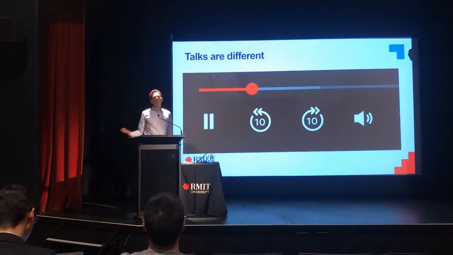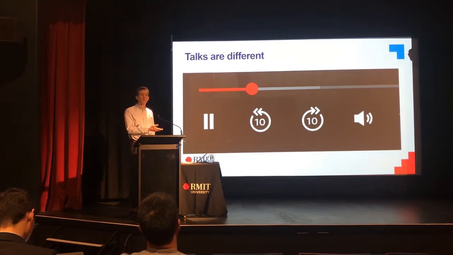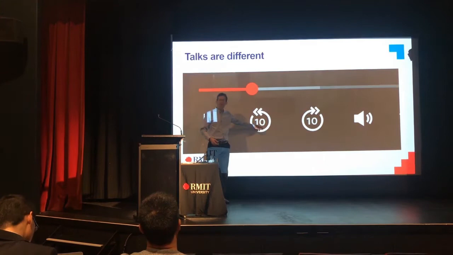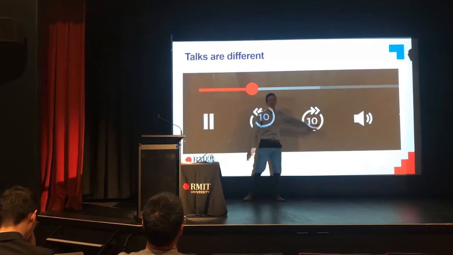If I'm reading a paper and I don't understand something, I can go back. If I'm watching Netflix and I don't understand something, as I get older, I can't hear it properly, I hit this button all the time. What was it they said? Oh, sorry, what was that plot point? What was that complicated thing in The Expanse that I didn't really understand? I can just hit that reverse button. Or if there's something boring, I can skip ahead. There's none of that in a talk.